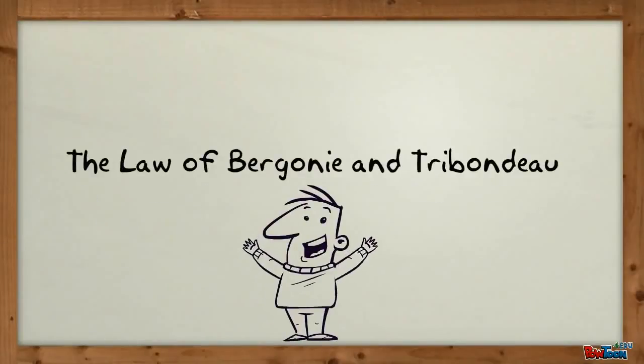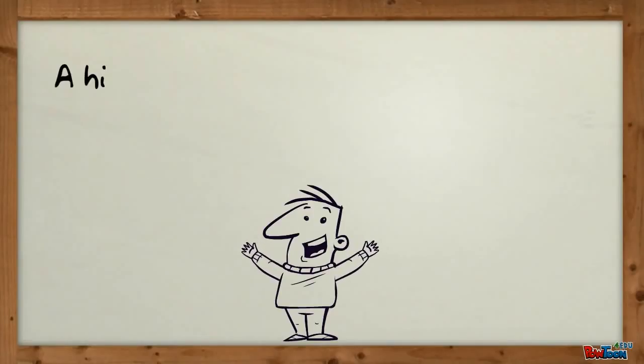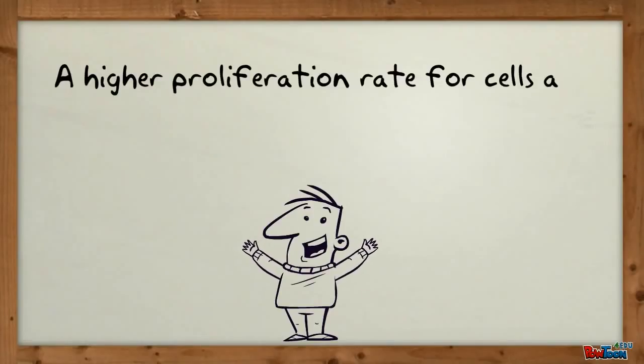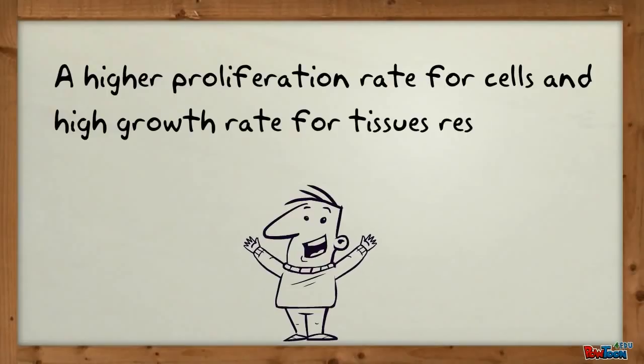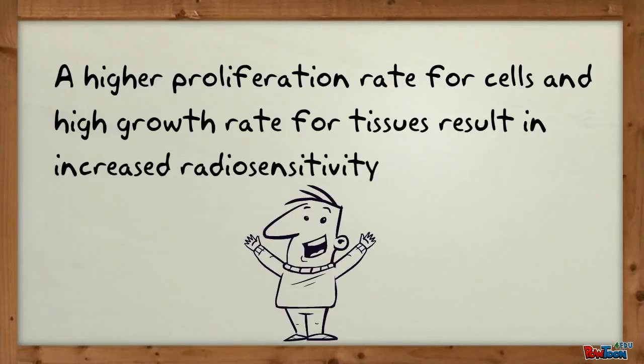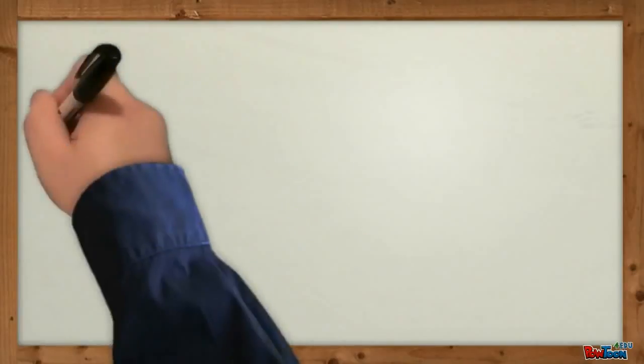The laws of Bergonié and Tribondeau state high proliferation rate for cells and a high growth rate for tissues result in an increased radiosensitivity. This is why we shield gonads when it is at all possible and try not to X-ray during the first trimester of pregnancy.